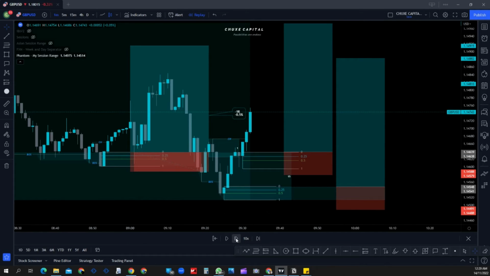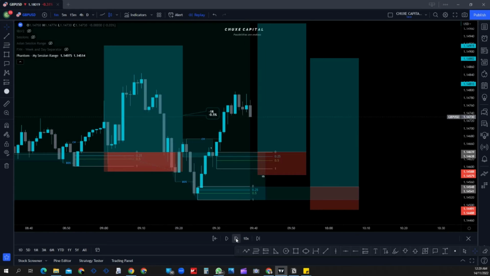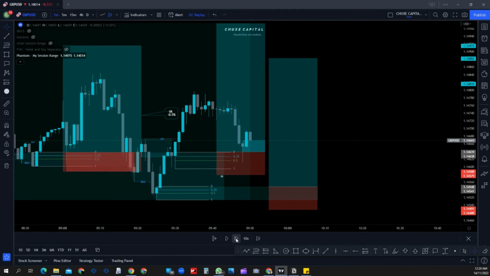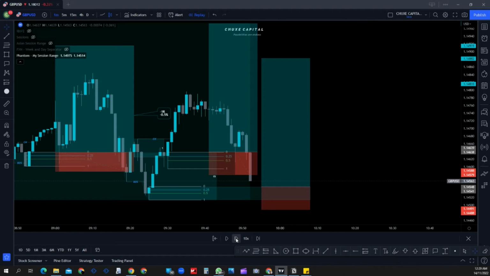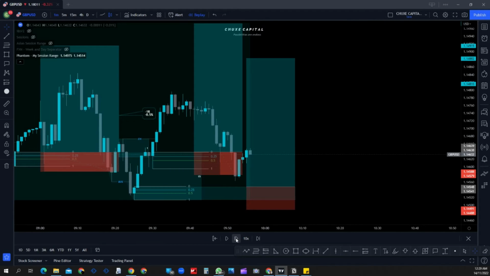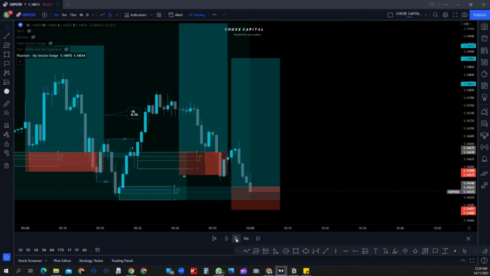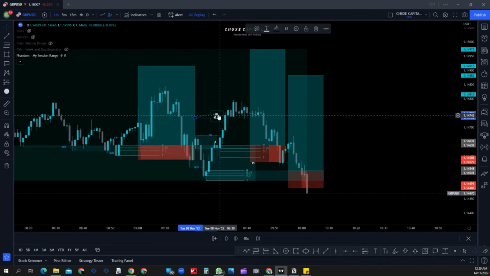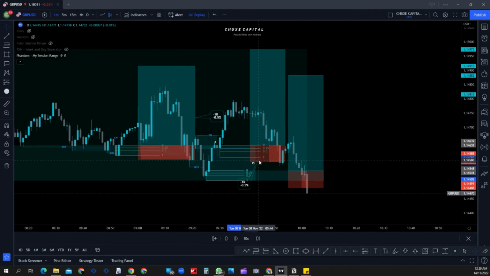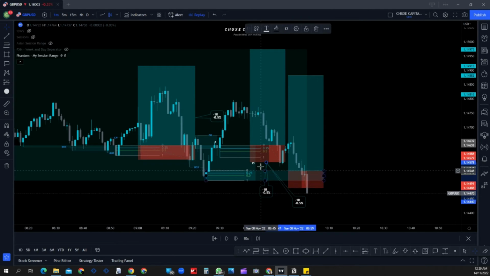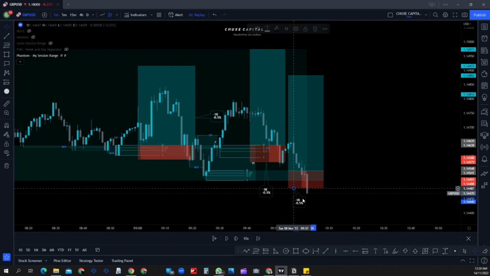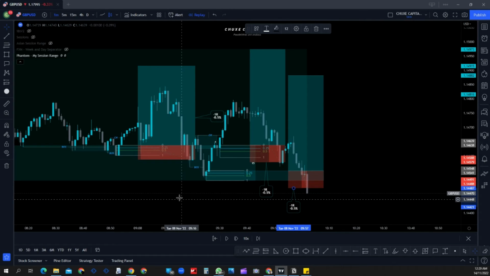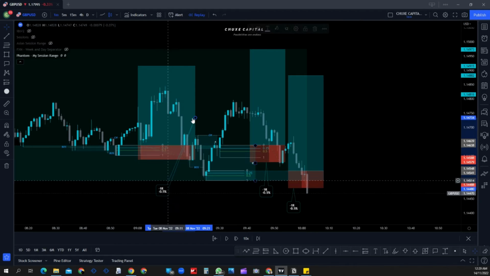All right, so let's see. Okay, hit SL, hit SL. Wow. Okay, that's SL, and that's SL. Now this all happened on the same day, so three SLs in one day.